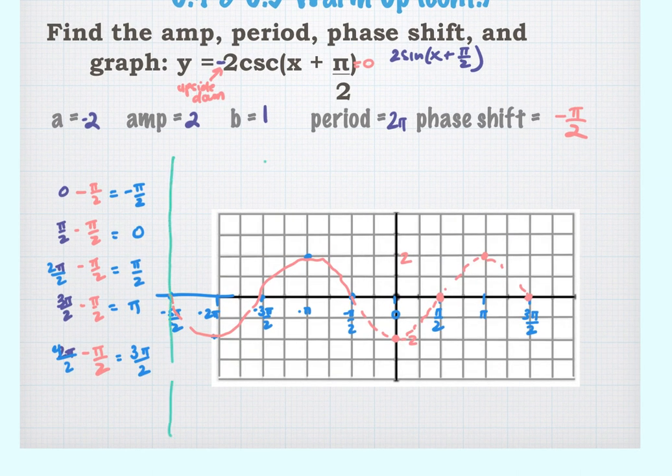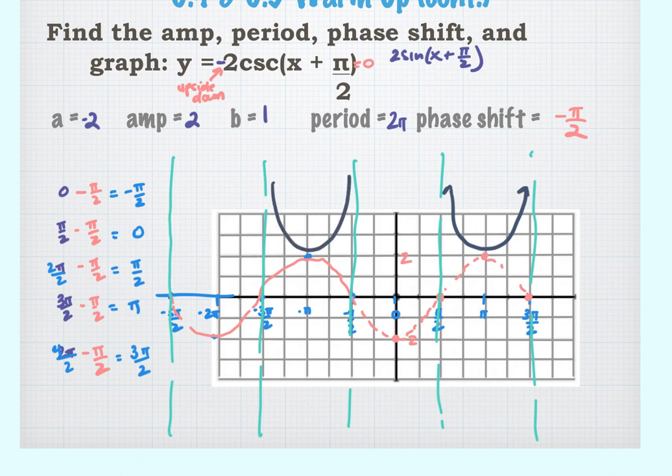Because it's cosecant, everywhere there's an x-intercept, I'm going to draw my asymptotes. And then I'm going to bounce my parabolas off the tops and the bottoms.